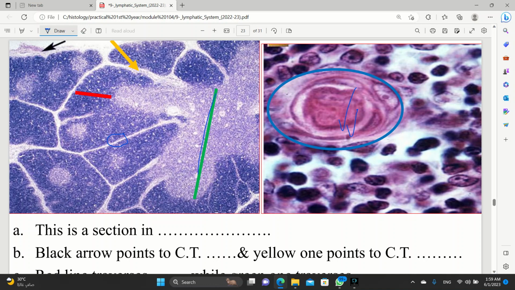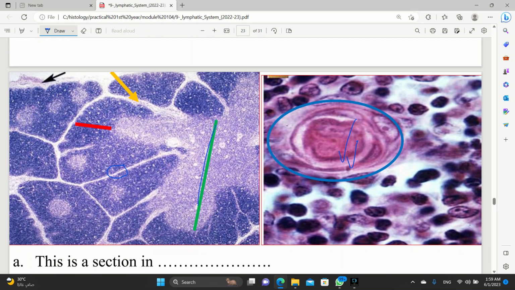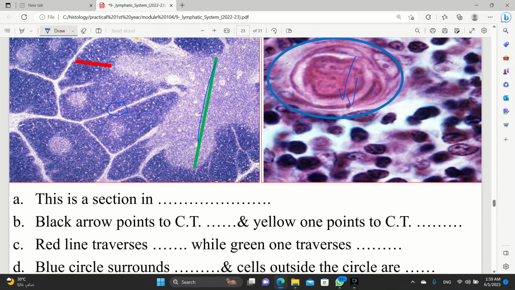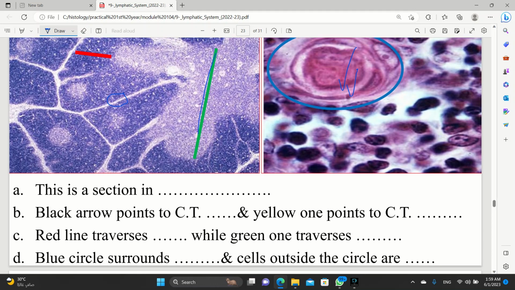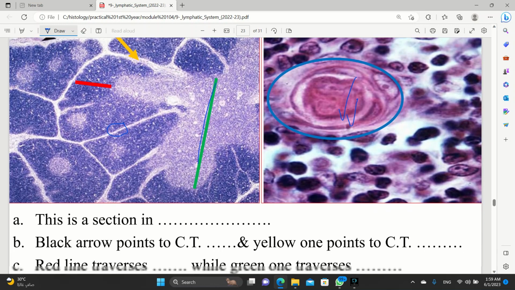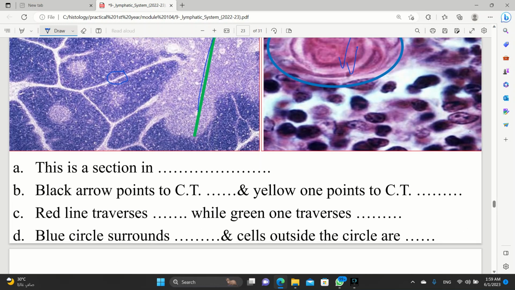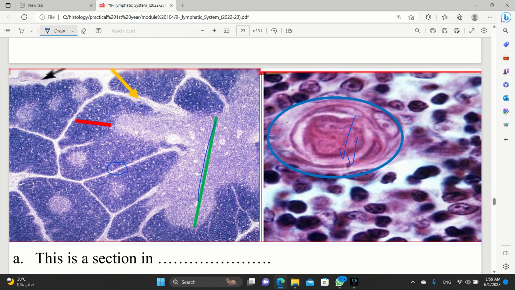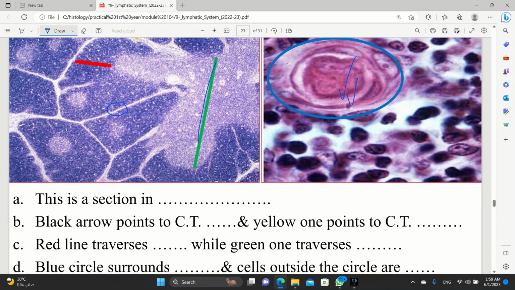That's a section in the thymus. Black arrow points. Where's the black arrow? Yeah, the black arrow points to the capsule. The yellow one. Where's the yellow one? Trabeculae. That's the third wheel. The red line. Where's the red line? That's the cortex, because it's the outer part.